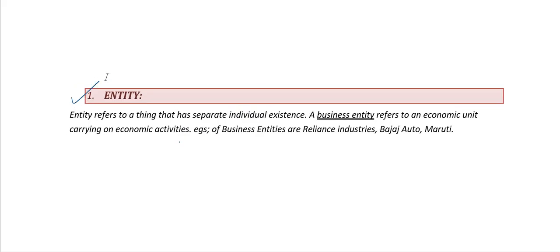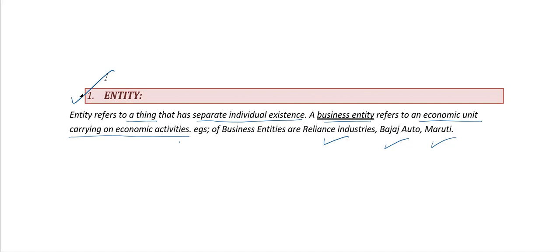First term, entity. An entity refers to a thing which has separate individual existence. Now, when we talk about a business entity, it refers to an economic unit carrying on economic activities. What are the examples of business entities? It could be Reliance Industries, Bajaj, Maruti Limited. All these are examples of business entities.